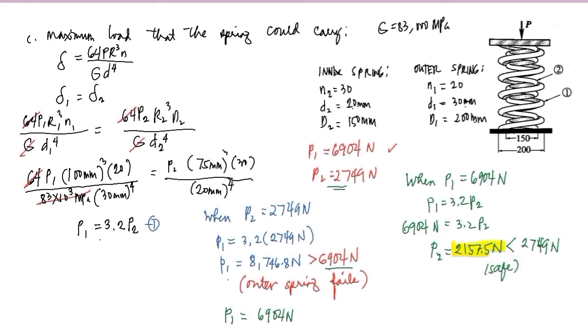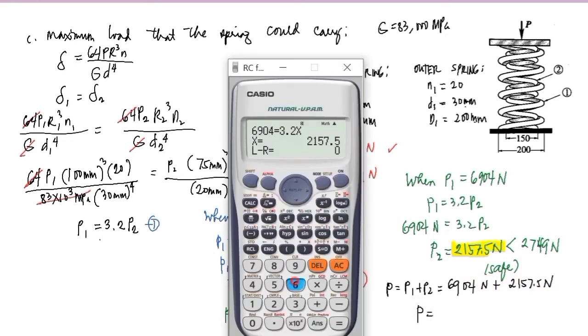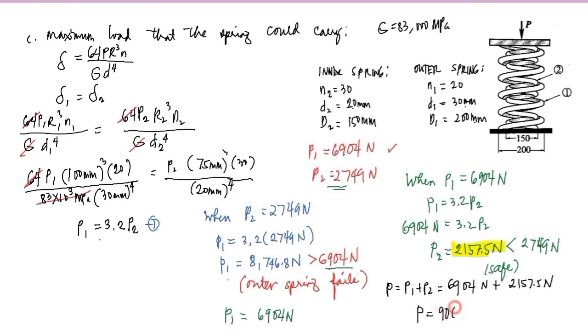In order for us to compute for the value of the load P, it is the sum of P1 and P2. So we have 6,904 Newton plus P2, which is 2,157.5 Newton. P is equal to 6,904 plus 2,157.5, which is equal to 9,061.5 Newton, and this is our answer.